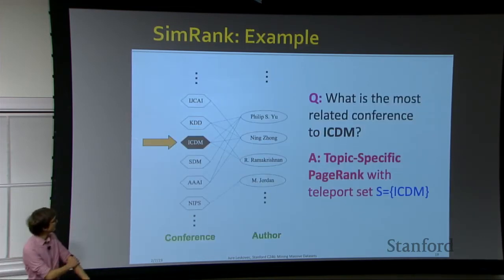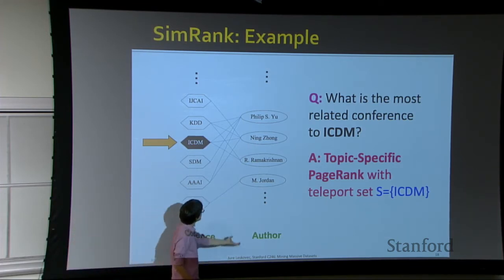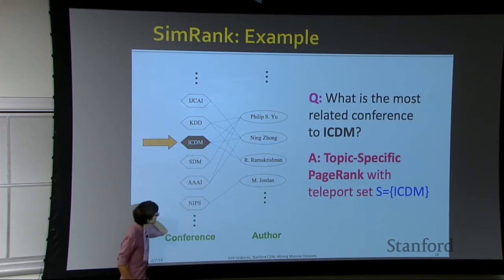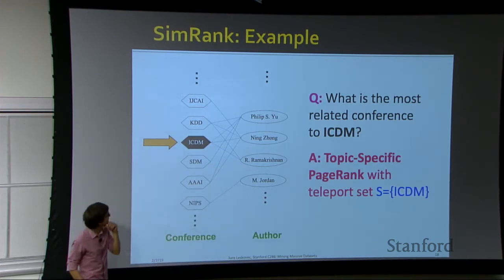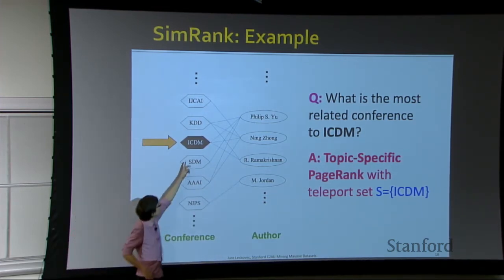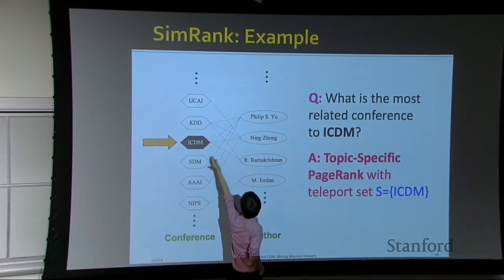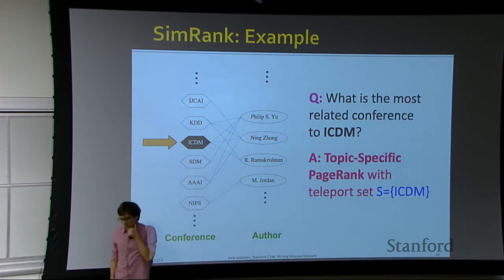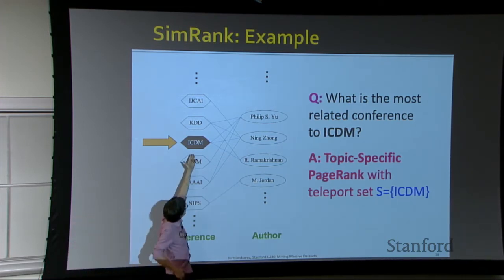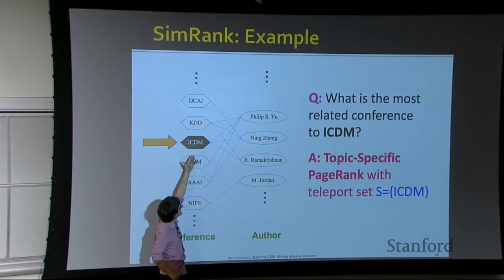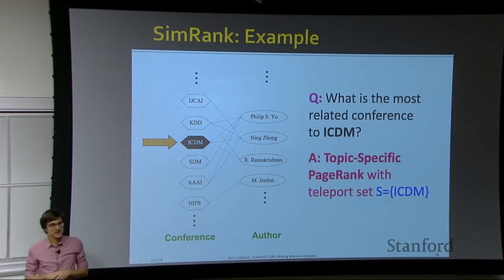Okay? How would this, for example, look like? I could create this simple graph where I say, here are the computer science conferences, and here are the computer science authors, and an author is connected to a conference if they publish papers at that given conference, right? And now I could take this conference called ICDM, which is the International Conference on Data Mining, and ask, what are the closest conferences to ICDM? What are the most important conferences close to ICDM, right? A conference is more similar to ICDM if there are a lot of people who publish at that conference and at ICDM as well, right?